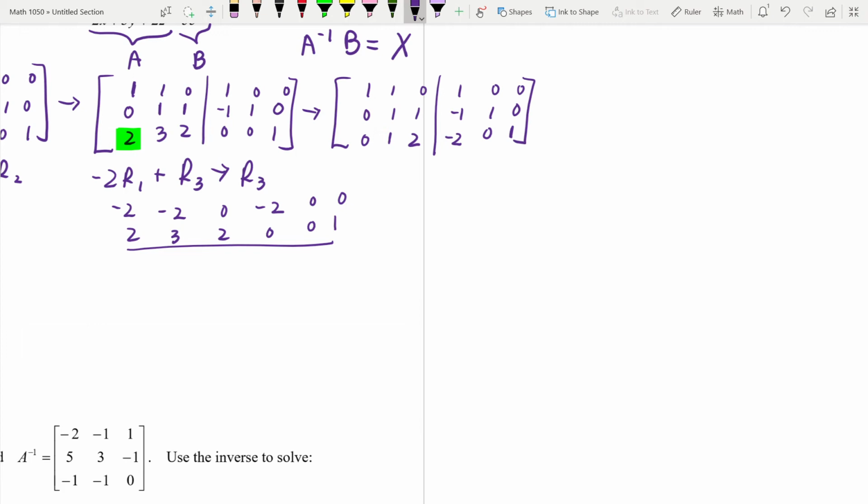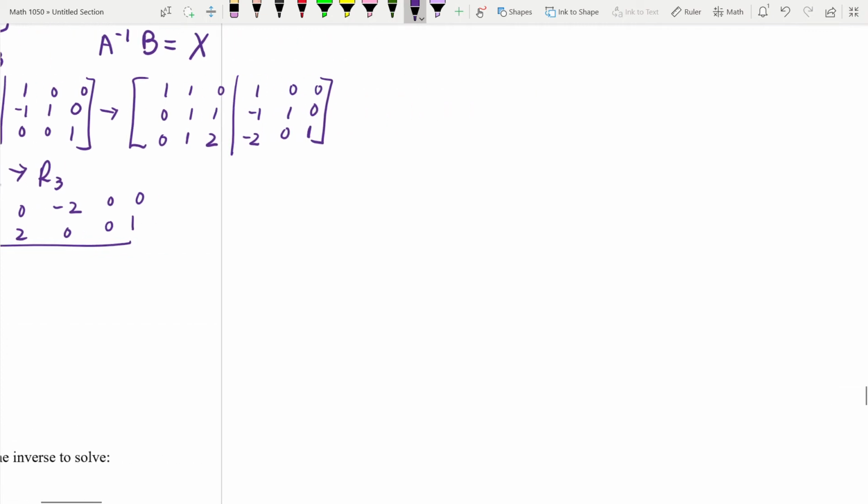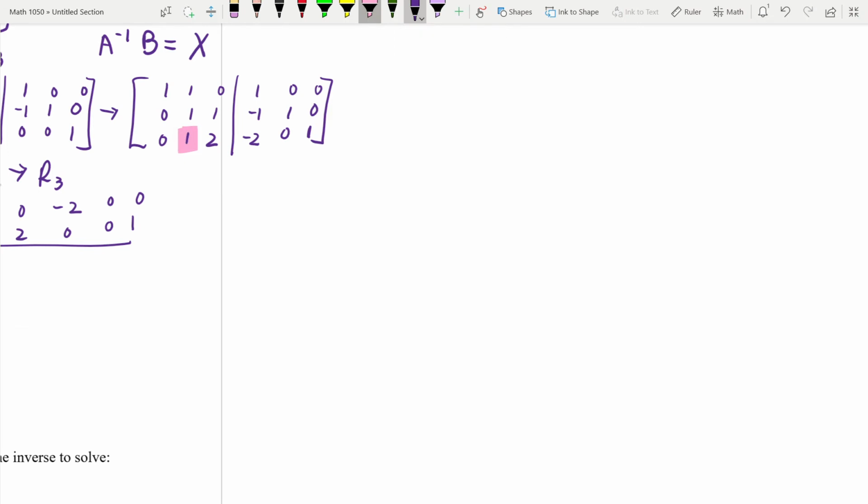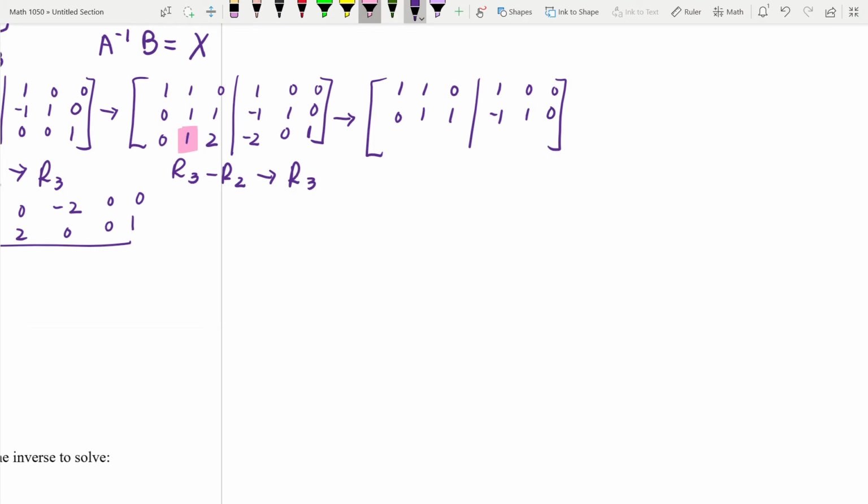Said it wrong, did it right. Sorry. I do that all the time. I don't know why. It's my brain. The next thing I need is a 0 here. I can do row 2 minus row 3, or I can do row 3 minus row 2. One is better. Which one's better? 3 minus 2. Yes. Row 3 minus row 2 becomes my new row 3. Row 1 doesn't change. Row 2 doesn't change. Row 3 minus row 2.